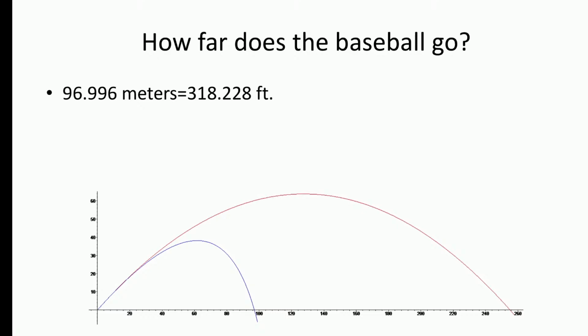Here's reality, and this is a little bit closer to reality, if you watch baseball, which I don't, but I've been told. The ball goes up, but you can imagine air resistance slowing it down. This is the actual graph of those two equations that I had on the previous slide. The ball falls just short of 100 meters, which is about 318 feet. And that would be a home run.